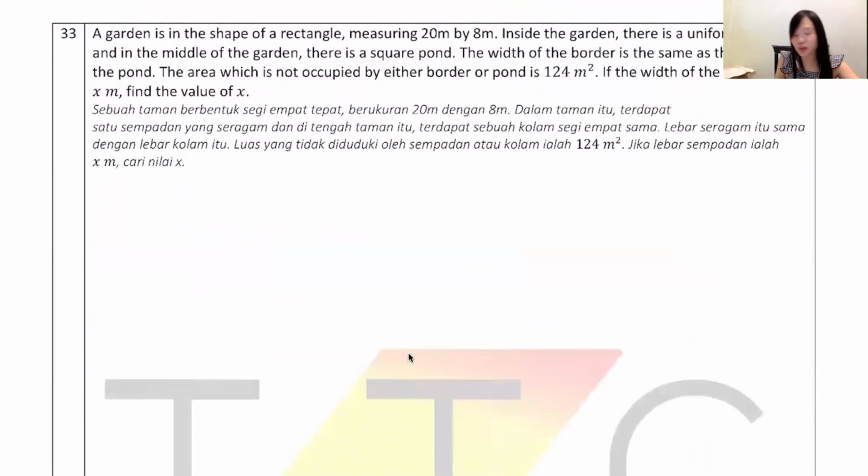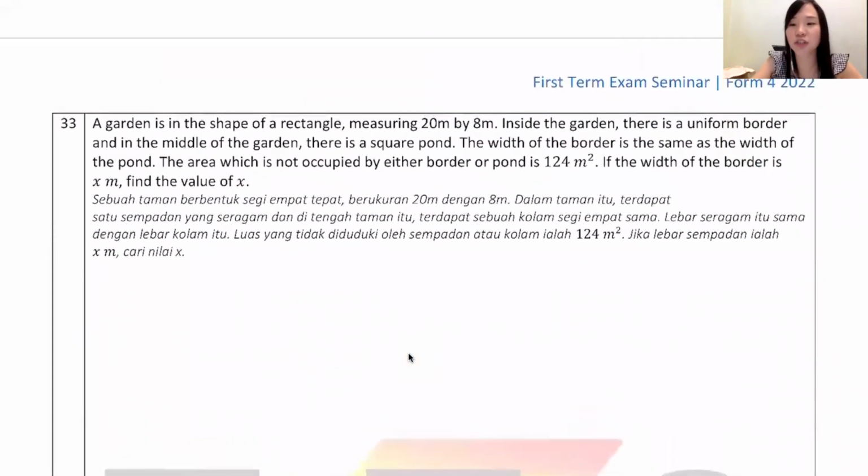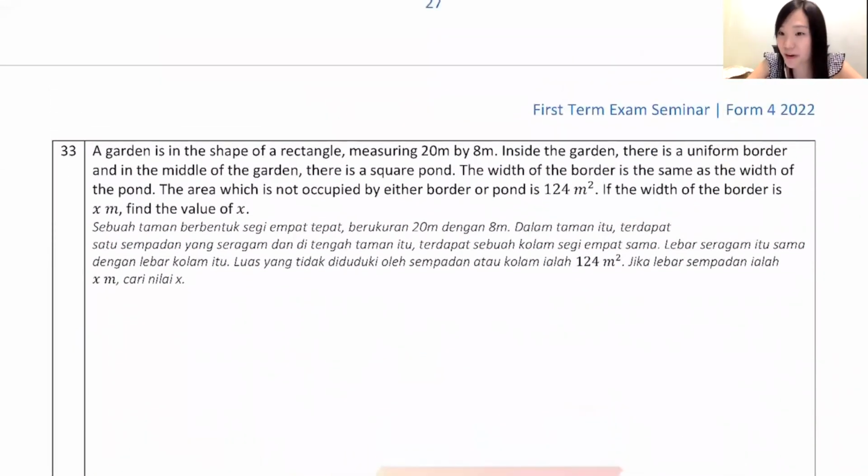Question 33. You know why this is very hard for the majority of the students? It's not because it is very hard. It's because they didn't draw for you. The previous question is easy because they draw for you. You guys are always very bad at imagination. If they draw for you, you no need to imagine. But this one, you need to imagine yourself, so you need to try to draw it out. So how to draw it out? Let's look at Question 33.